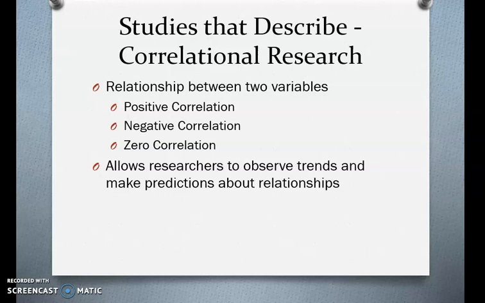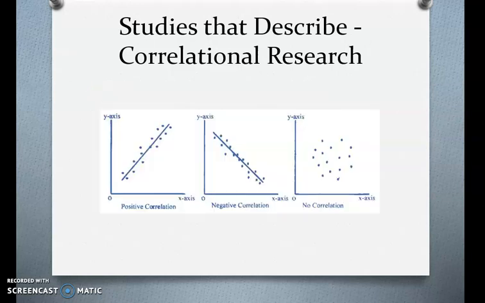Correlational studies, all they do is allow researchers to observe these trends and make predictions about these relationships. It does not mean that one of the variables causes a change in the other. These are some graphs depicting those different types of relationships. So the graph on the left is showing a positive correlation. So as the variable x is increasing, so is variable y. Alternatively, as variable x is decreasing, variable y is also decreasing. The one in the middle shows a negative correlation, so as one variable is going up, the other is going down.